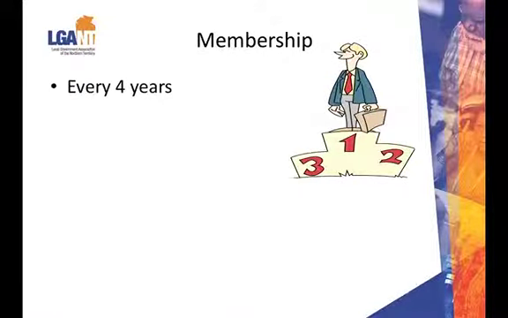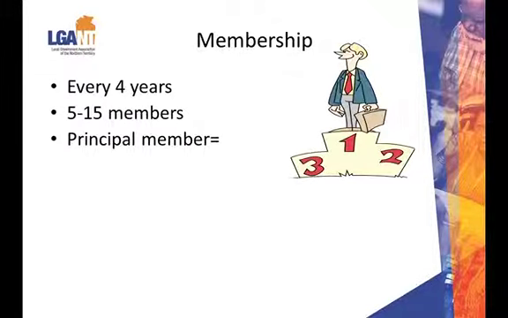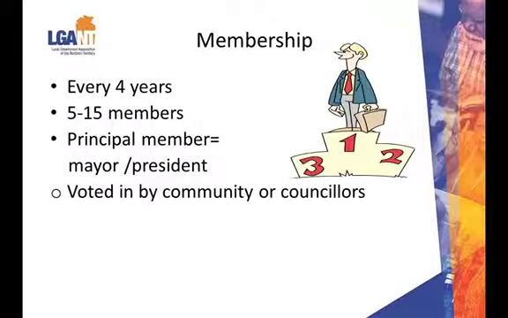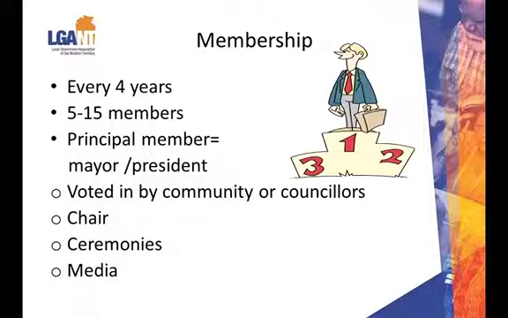Every 4 years there is a local government election. In the council there may be between 5 and 15 members. The principal member of the council is either the mayor or the president, and this role is somewhat different from that of the other elected members. The mayor or the president is either elected by the residents or voted in by the other elected members. The principal member acts as the chair for council meetings and also carries out official duties and ceremonial activities such as citizenship ceremonies. Other official duties of the mayor or president include being the spokesperson to the media.